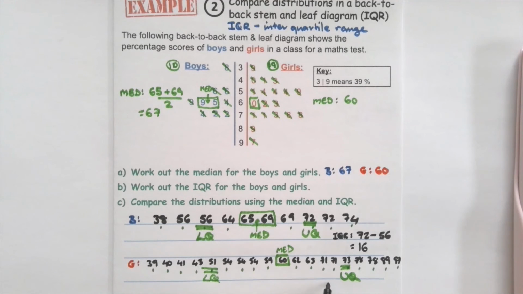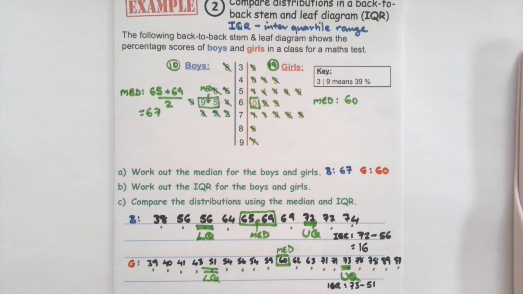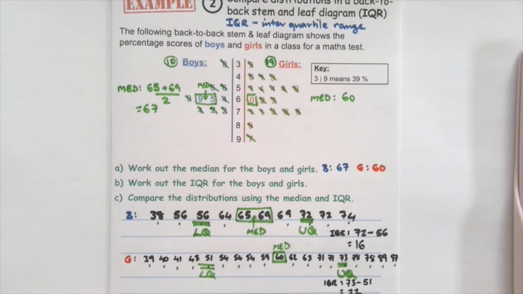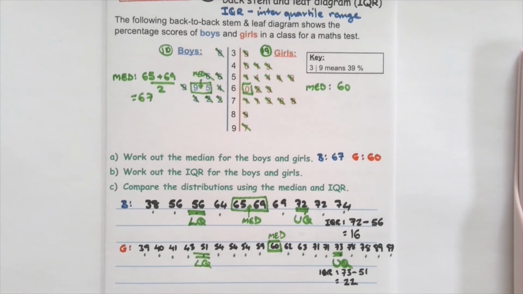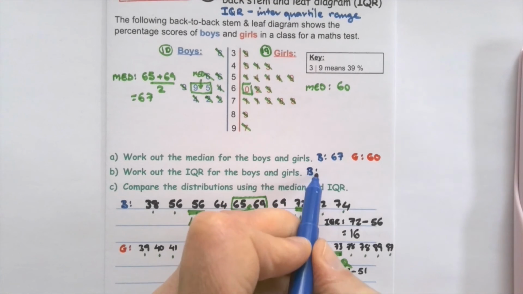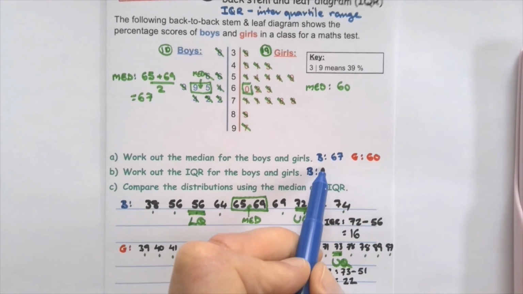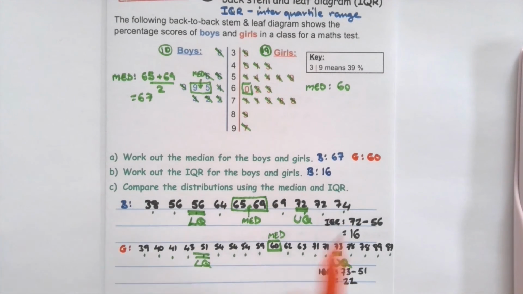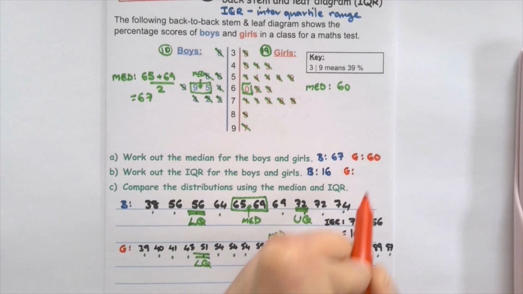So the IQR is going to be 73 take away 51, which is going to equal 22 in this case, right? Sorry, falling off the page. So I need to write that down. So the boys had an IQR of 16, and the girls had an IQR of 22.